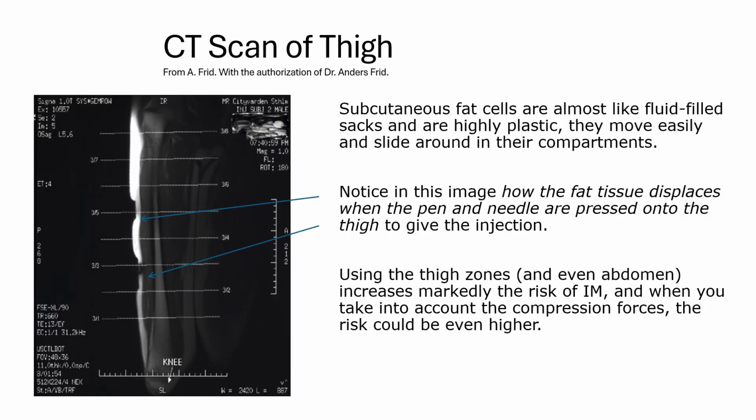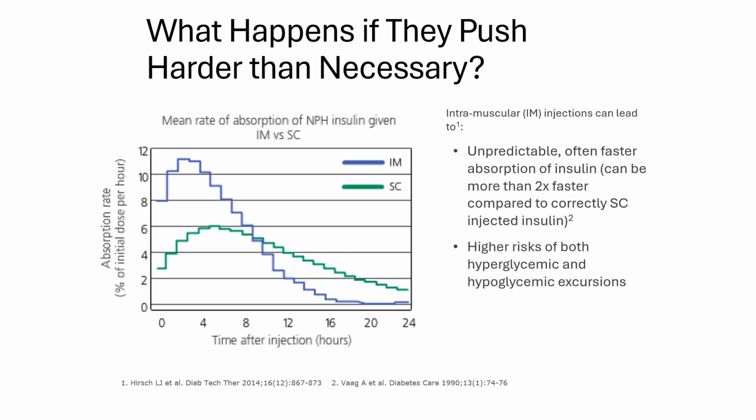So this is an interesting CT scan of the thigh, which demonstrates they actually had two needles going in for the CT. One was an insulin pen needle and one was a syringe. And you can see that when they pushed in deeply, they depressed and moved away the interstitial fluid in the subcutaneous area and could get close to muscle. So we really need to be sure, especially when we're using the thigh or in someone very thin, that we are not pushing too deep. So what's the big deal?